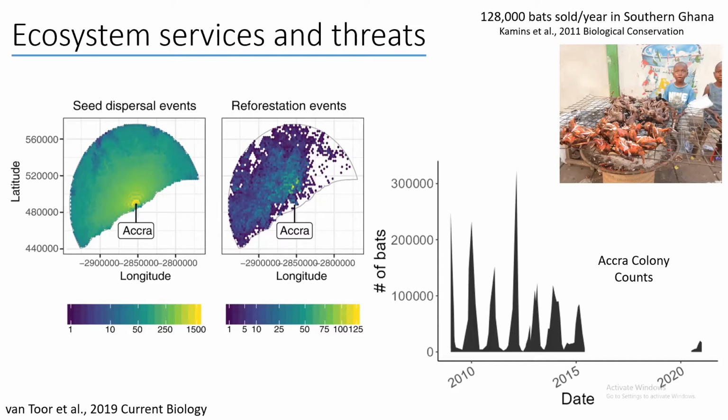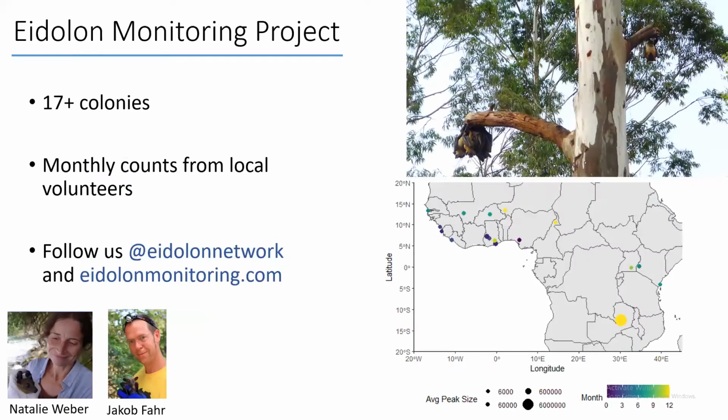Because of that, we've been working on this Eidolon monitoring network, where we have volunteers across Africa in as many places as we can find. If you know of any people that might be interested, we'd love to find more. These are volunteers that will do monthly counts, and these are systematic counts, all using the same method to estimate how many bats are in a population. This was started by Jakob Farr and is currently run by Natalie Weber.